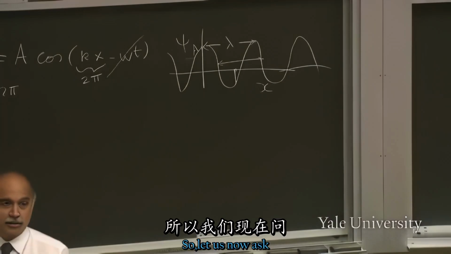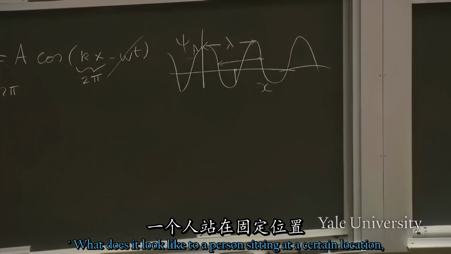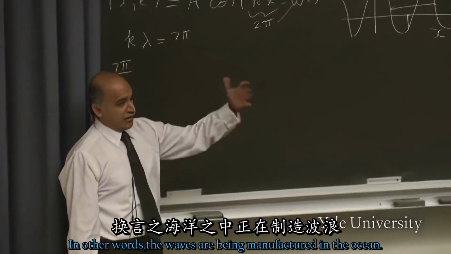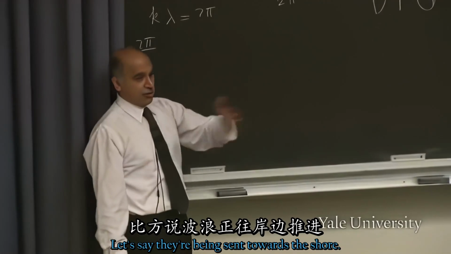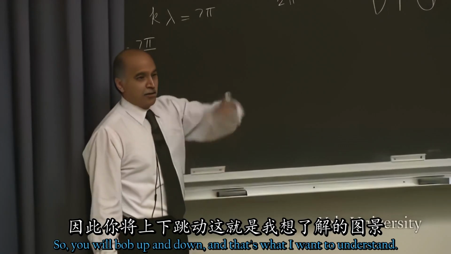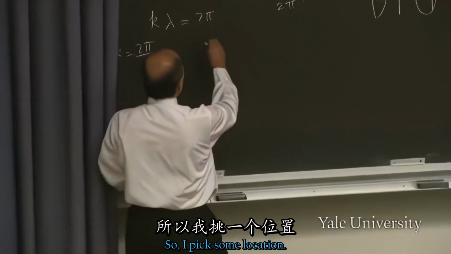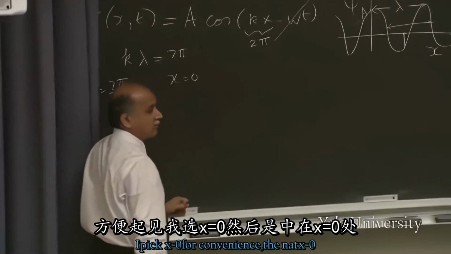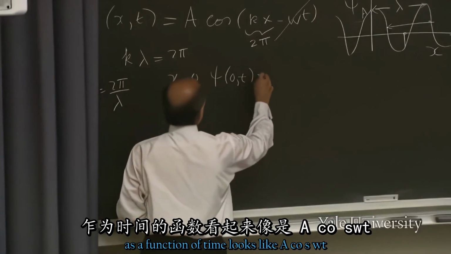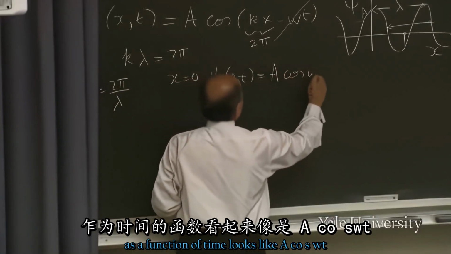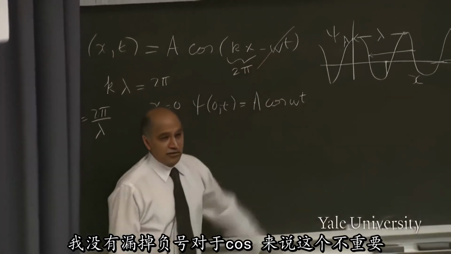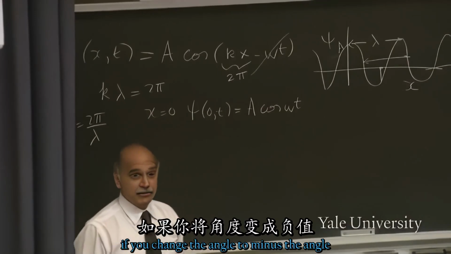So let us now ask, what does it look like to a person sitting at a certain location as a function of time? In other words, the waves are being manufactured in the ocean. Let's say they're being sent towards the shore. You stand in one place. The wave is going to go past you. So you will bob up and down, and that's what I want to understand. So I pick some location. I pick x equal to 0 for convenience. Then psi at x equal to 0 as a function of time looks like a cosine omega t. I didn't miss the minus sign. For a cosine, it doesn't matter if you change the angle to minus the angle.